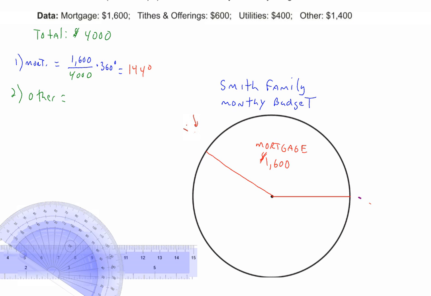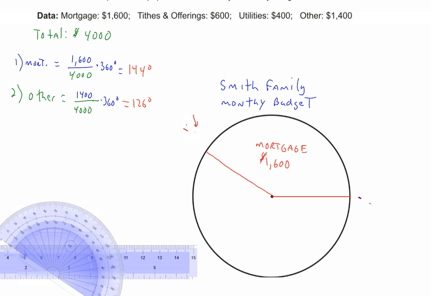So I'm going other. So again, remember, it's the amount of the other, which is 1,400, divided by what, class? 4,000, which is the total, times what, class? 360 degrees, all right? So how many degrees is this slice going to be? Brendan? 126. And I think I agree. Anybody concur on that? 126? Yes? How many got 126? All right. So now, how do I do it?